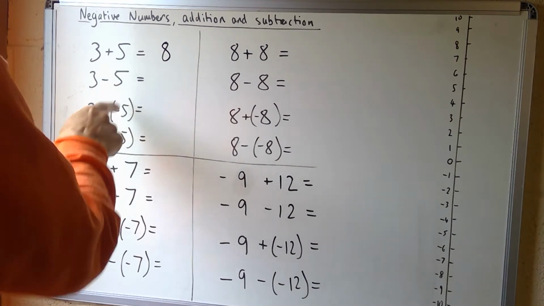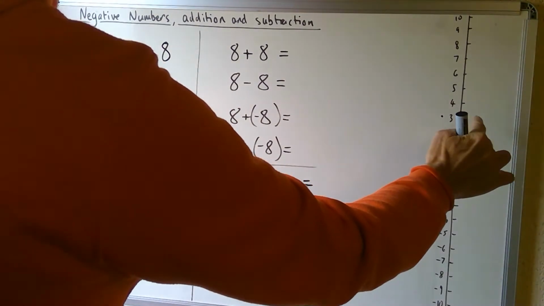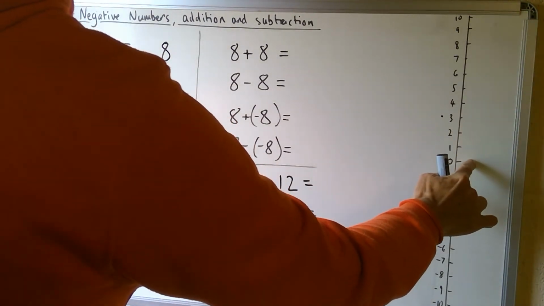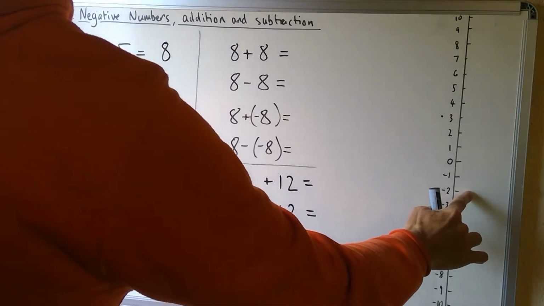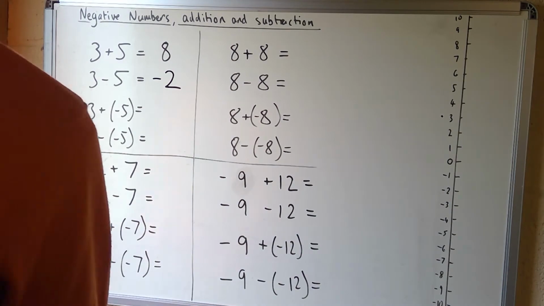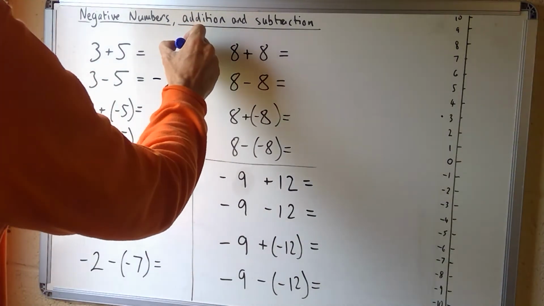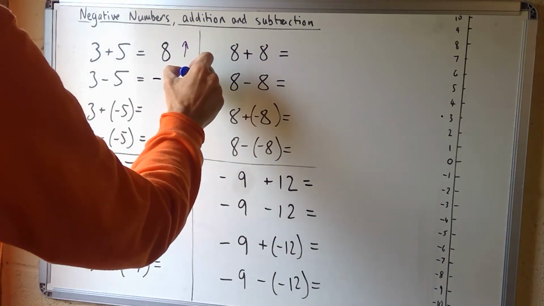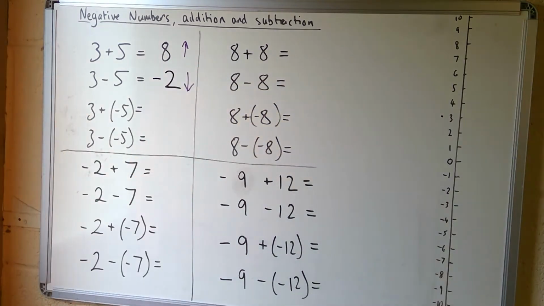If I now do 3 subtract 5, I start at 3 again, but this time 1, 2, 3, 4, 5. I subtract 5, go down the number line, and I will end up at negative 2. So adding 5, I went up the number line, and subtracting 5, I went down.